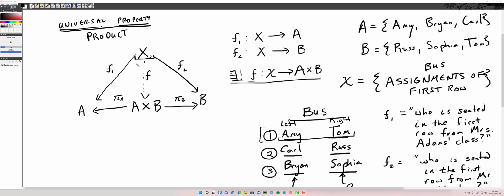Well, what the universal property says is that that product set is the most natural way to express that. And if we have another set, X, that does a similar thing, it's related to A times B, the product set, by a unique homomorphism. So in other words, the product set is unique up to what we might call isomorphism for more complicated things.